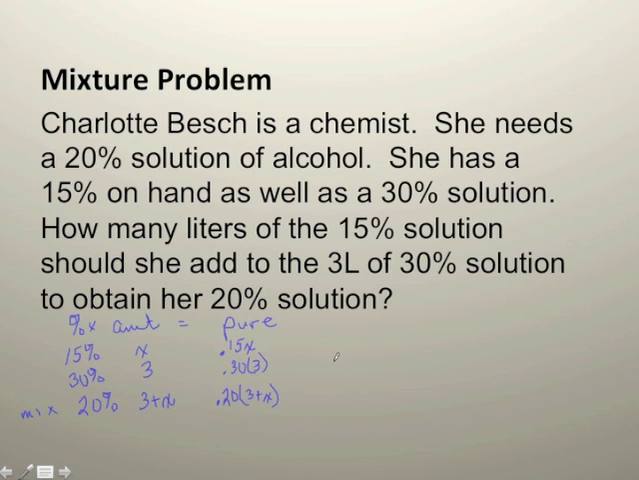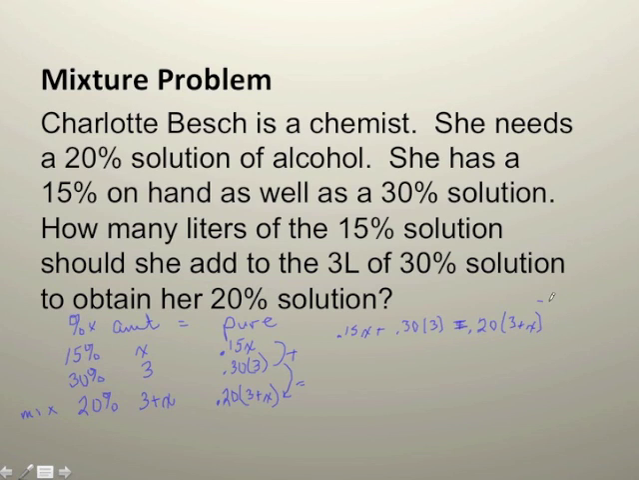Now, here's where it comes time to set up the equation. The two solutions you're going to add together give us a certain amount of pure alcohol, and that same amount of pure alcohol would be in my final. So my equation becomes these two added together equals the mix, the amount of pure. So 15 hundredths x plus 30 hundredths times 3 equals my 20 hundredths times 3 plus x.